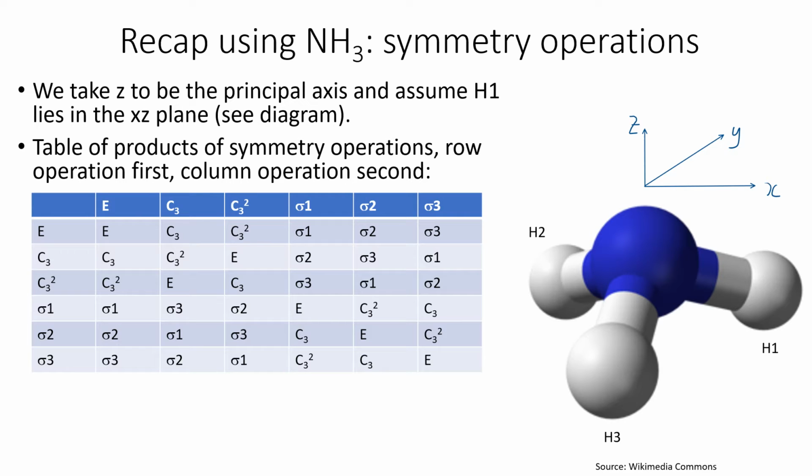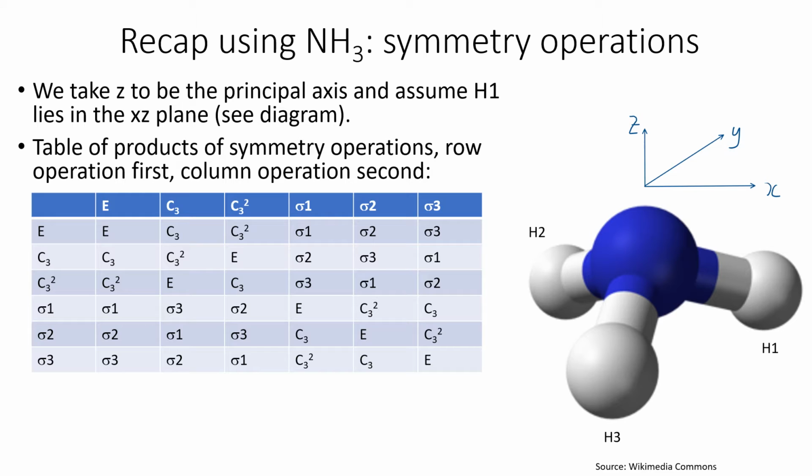And so in the ammonia molecule we've got this threefold rotation. We can do it once or twice, C3, C3 twice, and we've got three mirror planes, sigma 1, sigma 2 and sigma 3. And so I've defined them so that the mirror plane sigma 1 goes through hydrogen 1 as well as obviously nitrogen. Sigma 2 goes through hydrogen 2, etc.